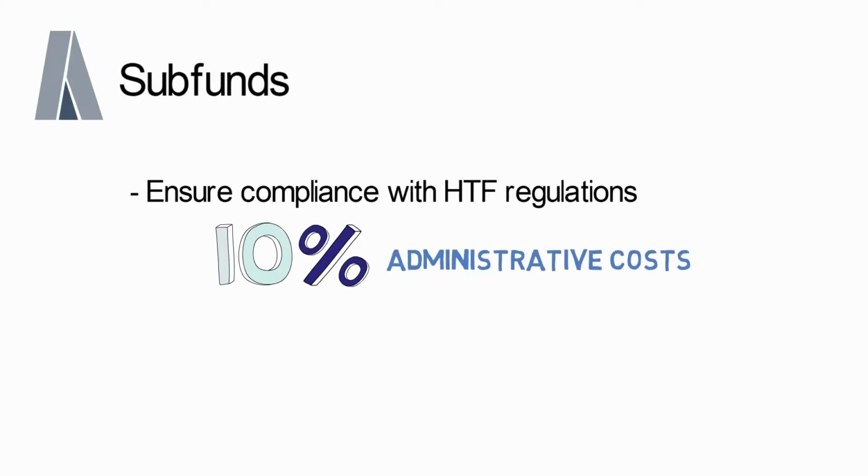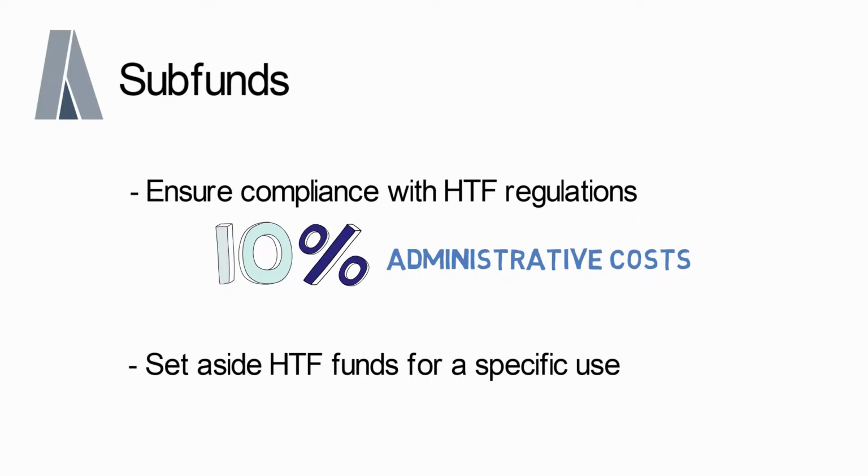Subfunds are used in IDIS to ensure compliance with HTF regulations, such as the 10% limitation on administrative costs. Subfunds are how you set aside HTF funds for a specific use. In IDIS, they are often referred to as fund types. There are 5 fund types for HTF in IDIS.